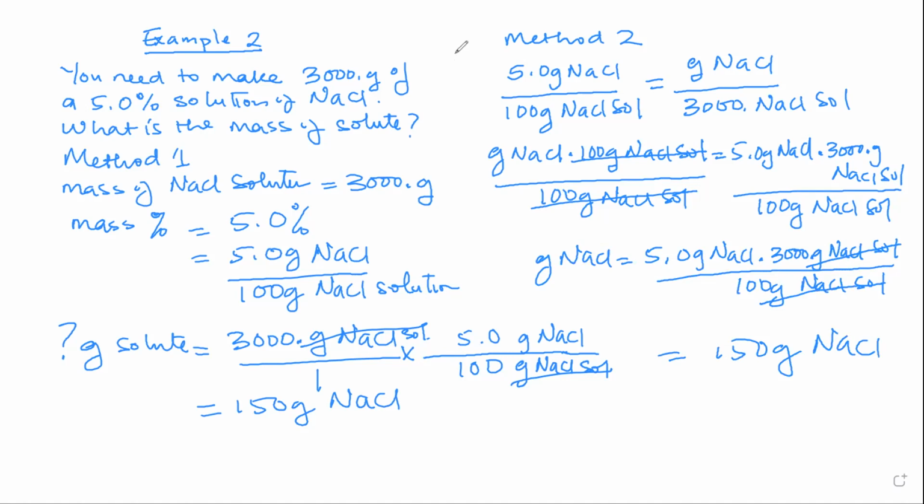So which one do you prefer to use? You choose the one that makes more sense to you, but both get you to the same answer. One is more like dimensional analysis using a conversion factor. The other one is more like proportion, equating them together.